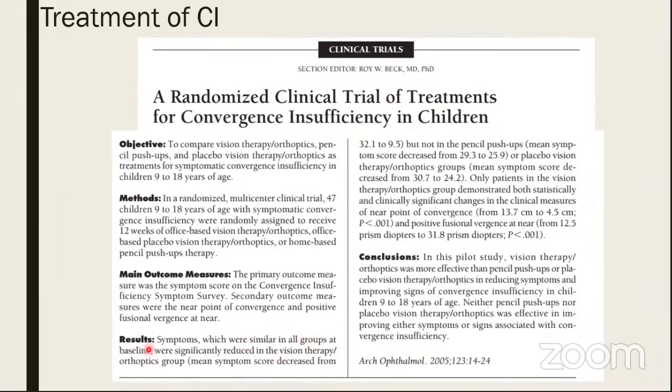The symptoms, which were similar in all groups at baseline, were significantly reduced in the VT orthoptic group. So on performing vision therapy, the symptoms could be significantly reduced, from 3.21 to 9.5, but not with pencil push-ups. In pencil push-up, they didn't find a significant decrease in symptoms. This concluded that office-based vision therapy was more effective than pencil push-up or office-based placebo therapy in reducing symptoms and improving signs of convergence insufficiency in children.